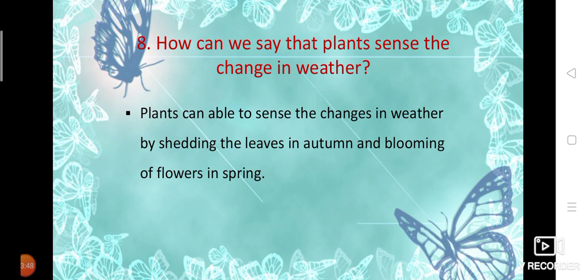Like that, blooming of flowers is seen in spring season. Blooming of flowers, that is, from buds flowers will come out, that happens in spring season. So shedding of leaves in autumn, and flowers blooming only in spring season, that is done by the plants which are able to sense. Because of their sensation, they are able to find the weather change. Okay, so plants are able to sense the changes in weather by shedding the leaves in autumn and blooming of flowers in spring.